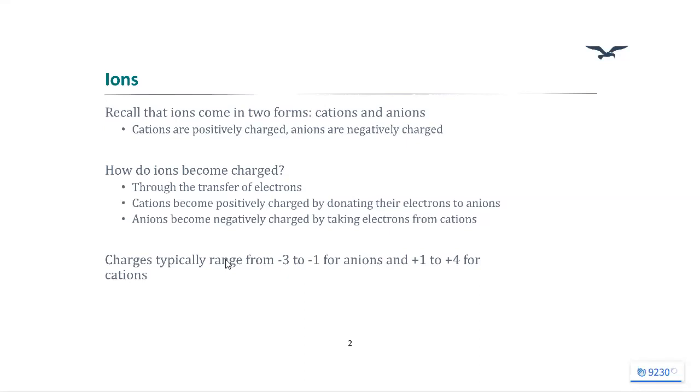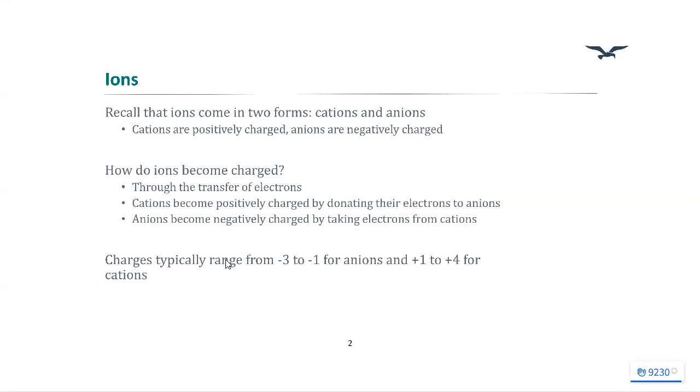Now that we have an understanding of electron configurations, we can get a good idea of why calcium forms a positive 2 ion instead of a positive 1 or a positive 3 or a negative 5. So cations, they are positively charged because they give their electrons away. Anions are negatively charged because they take electrons in.